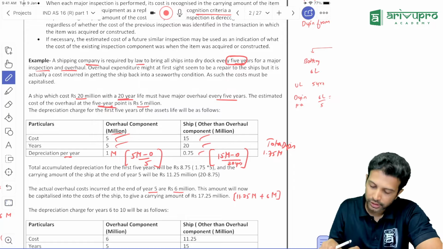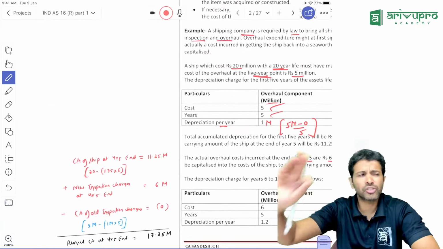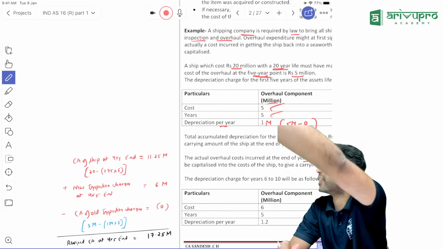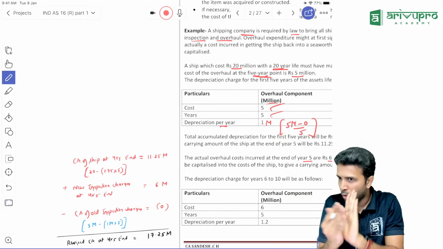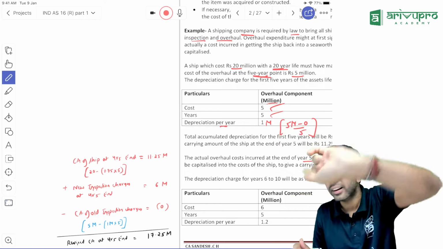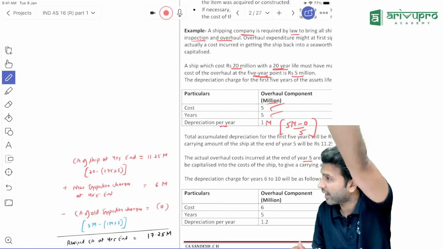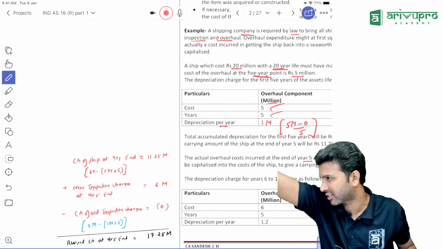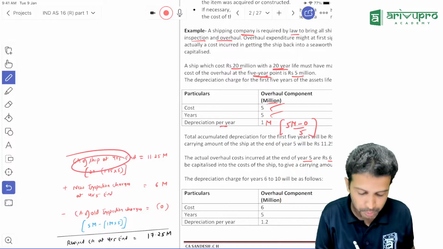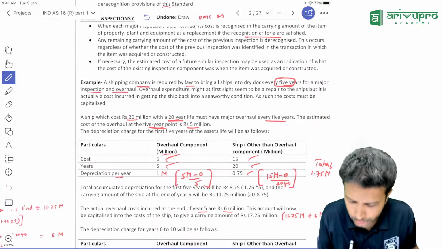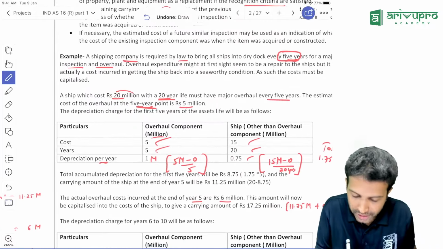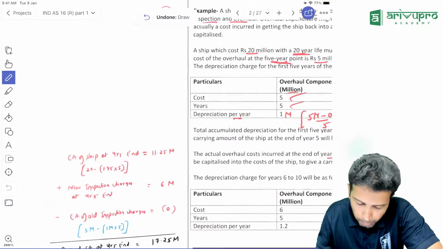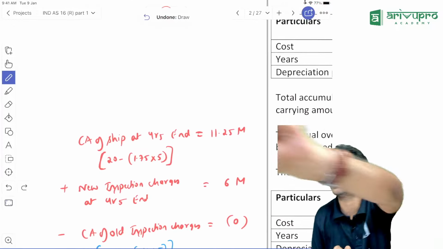Now first, let's find out about the overhaul charges. Should you inspect it after 2 years or once every 5 years? First time we have bought the asset, the inspection is already done. Next inspection will come after 5 years. So first tell me, what is the carrying amount of the full ship at the end of the 5th year? How much did you buy the asset for? Very easy. 20 million. Every year you are depreciating how much? 1.75. 1.75 is the depreciation per annum.